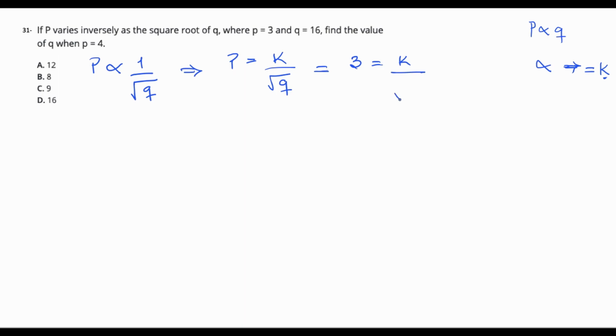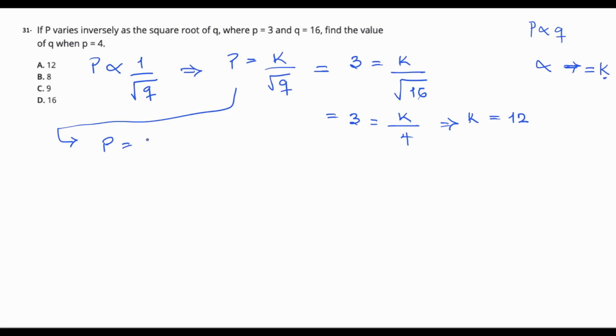We still don't know our K, and Q is equal to 16. So if we solve for K here, we will have that 3 equals K over 4. Square root of 16 is 4. Now K is simply 4 times 3 if you cross multiply, and that's K is equal to 12. So our new equation of proportionality is P equals 12 over the square root of Q.